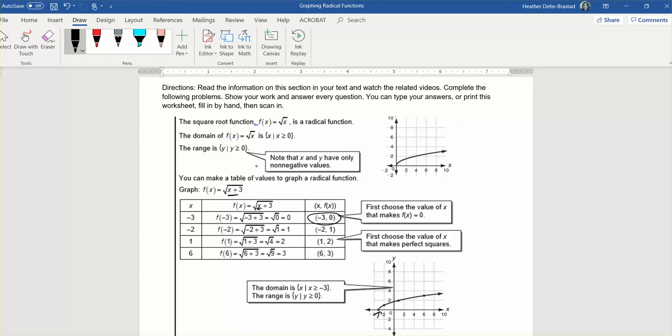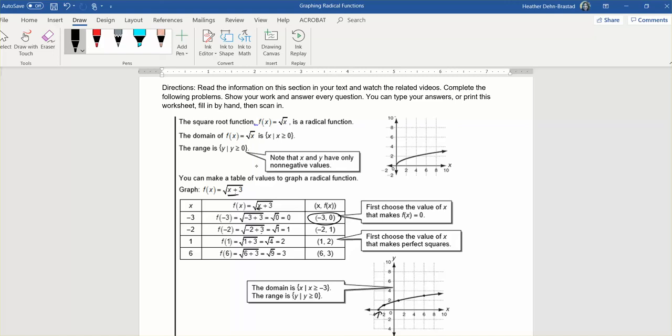Then I picked another one that would give me the square root of 1, because the square root of 1 is 1. So negative 2 plus 3 is 1. Square root of 1 is 1. So there's another point, negative 2, 1. And then at x equals 1, see, I didn't put negative 1 and 0 and all these other numbers that would give me a decimal or a square root that can't be simplified. But 1 plus 3 is 4, so the square root of 4 is 2. So I have a point at 1, 2.